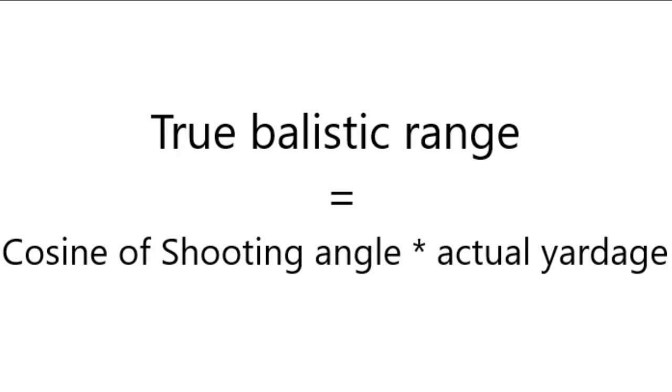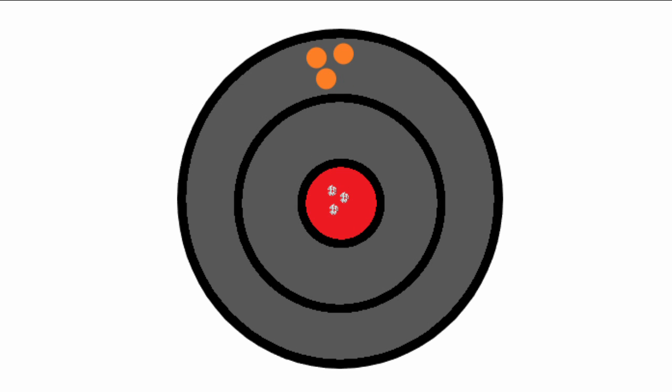So the true ballistic range is equivalent to the cosine of the shooting angle times the actual distance. And so whenever you shoot like that, you always hit straight on.